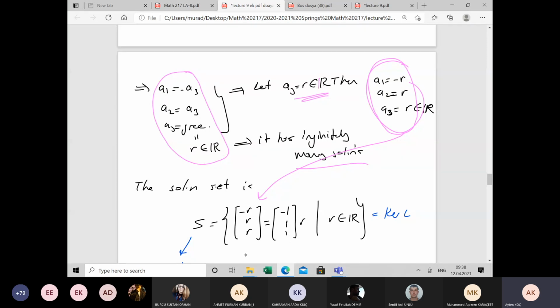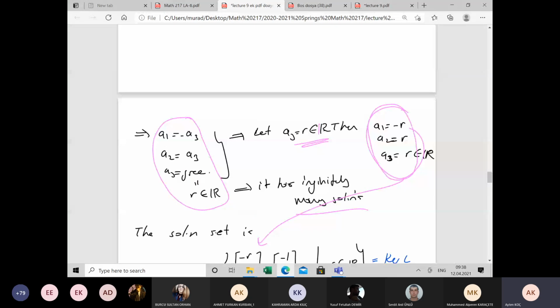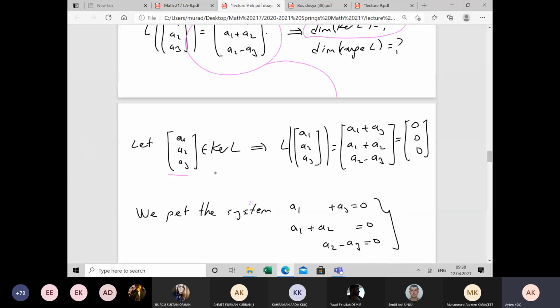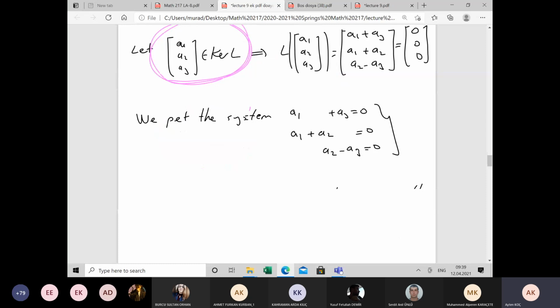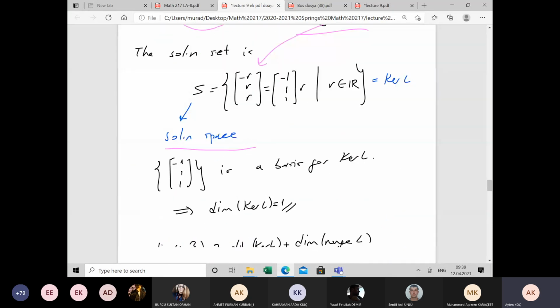This one is the solution set, and we know from the previous lecture that a solution set is a solution space. This one is also a solution space. And here we know that the homogeneous system comes from the kernel, and these vectors are in the kernel. So this solution set, this solution space, is also the kernel of L.